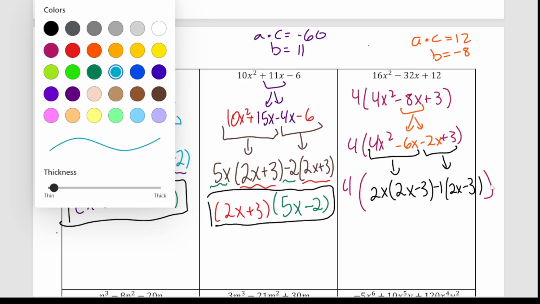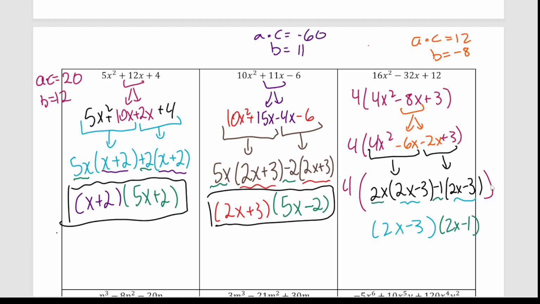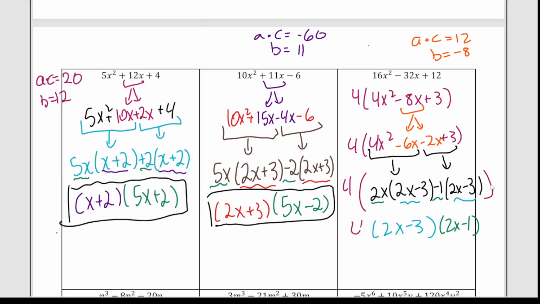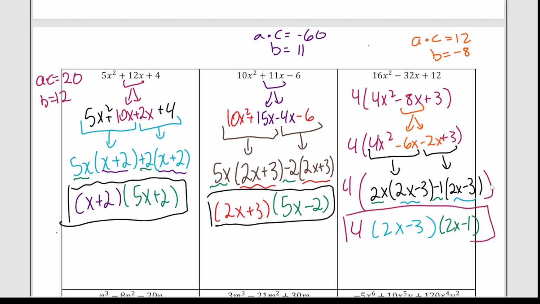Now for the remaining terms, we have 2x minus 3 in common, so that'll be one of our parentheses. We have 2x minus 1 as the different term, so that'll be the other parentheses. And then we still have the 4 chilling on the outside. You notice how I don't actually have to write larger parentheses there by the associative property of multiplication. Now that this is all multiplication going on, that would just be considered my final answer.